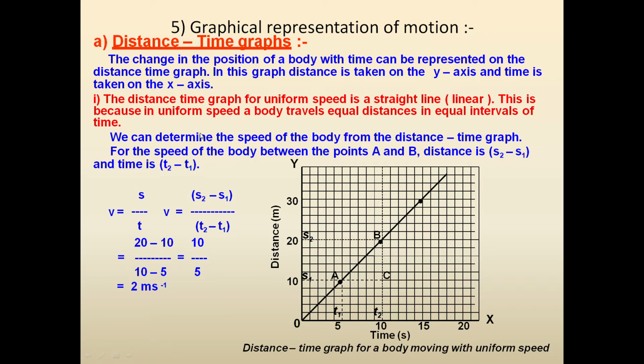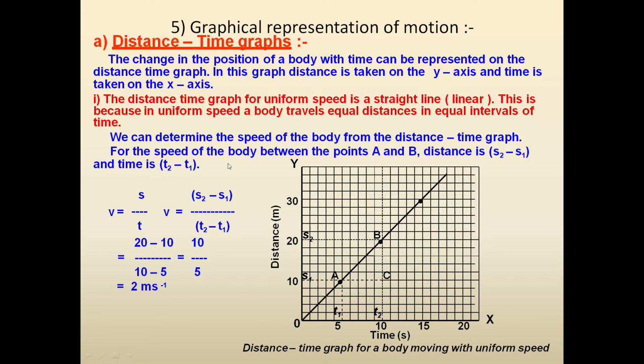As is clear from the graph here, the distance time graph for a body moving with uniform speed is a straight line, so it is a linear shaped graph. And why is it a linear shaped graph? Because in case of uniform speed, the body travels equal distances in equal intervals of time. We can also determine the speed of the body from the distance time graph.